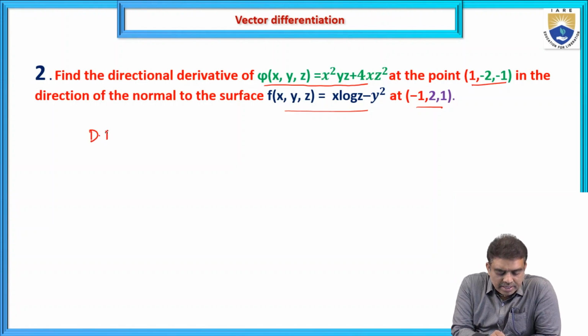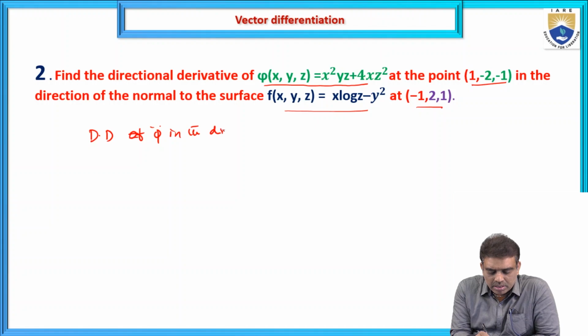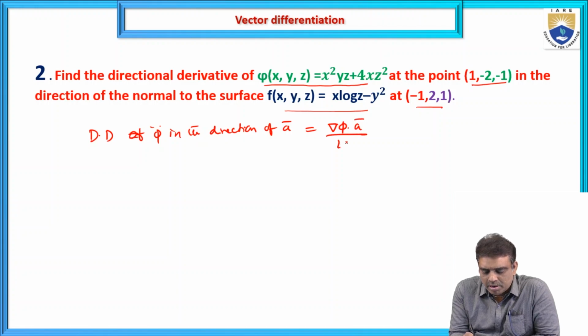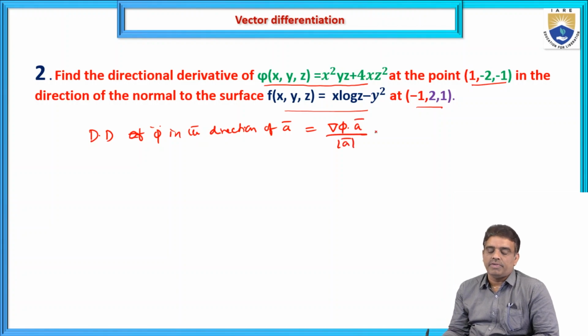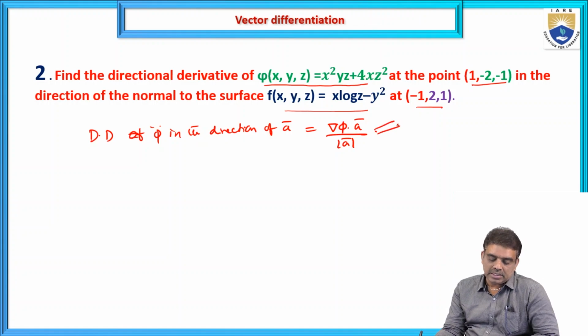The directional derivative of phi in the direction of a bar is equal to grad phi dot a bar by magnitude of a bar. This is the formula. The directional derivative of phi in the direction of a bar, that is grad phi dot a bar by magnitude of a bar.